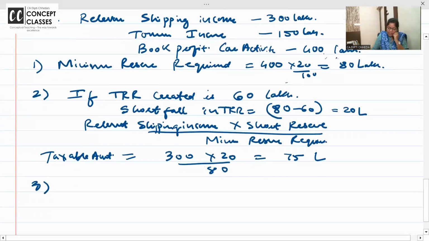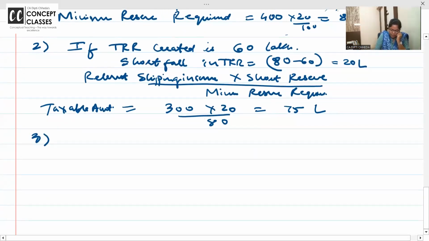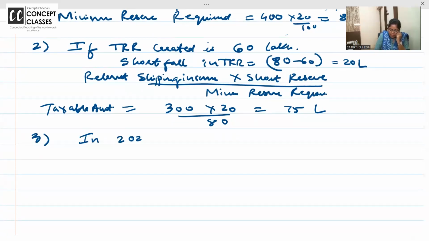अभी का रिजर्व कितना है? 80 लाख. सपोज, in 20-21 TRR, transfer to reserve, was say 92 lakhs. Out of that मिसयूज हुआ है कितना? ये मिसयूज हुआ है 10 लाख.